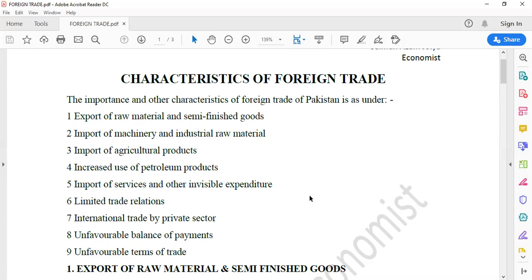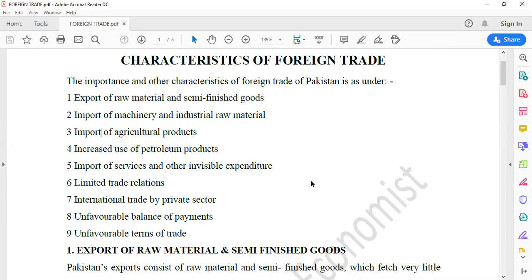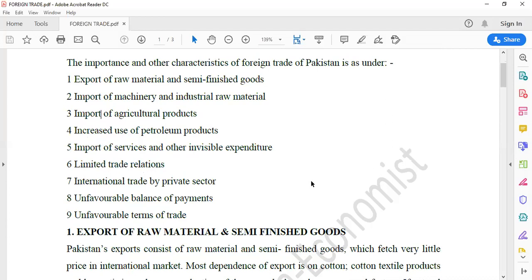Second is import of machinery and industrial raw material. We are not a capital intensive country. Likewise, we do not produce machinery in our own country. We import all the machinery as well as the industrial raw material. When we import machinery, which is expensive, our import bill goes up, and we also import industrial raw material which we do not produce in our own country. Importing industrial raw material is a necessity as well, because without that we cannot help our industries to grow.